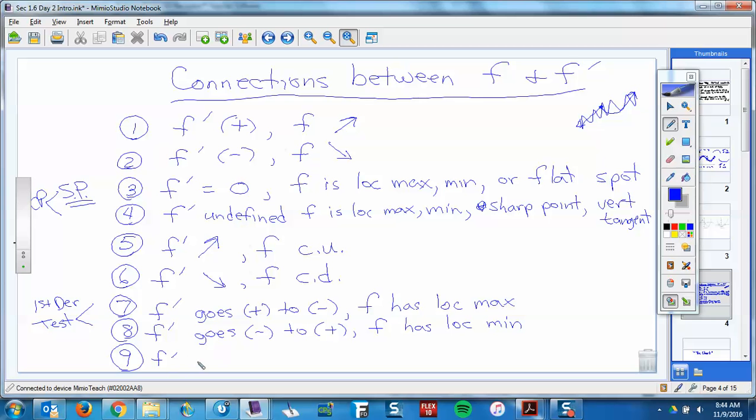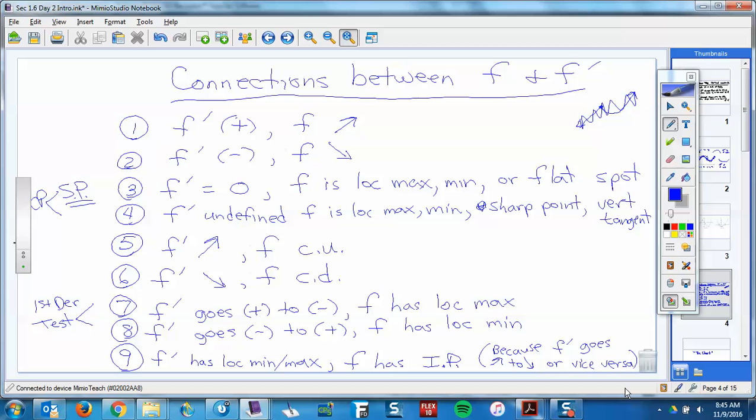Yeah, now F prime has a local min or max. F has an inflection point. And that's because, I might put in parentheses, because F prime changes, or no, we'll say changes is probably better. We probably should have said that up there instead of goes positive to negative. F prime goes from increasing to decreasing or vice versa.